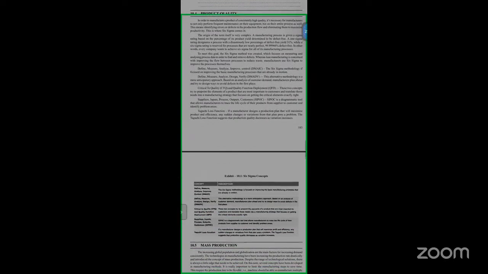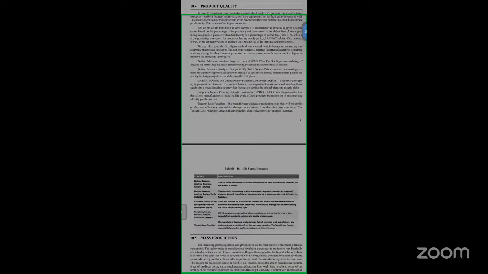And product quality. Product quality depends on Six Sigma, and the Six Sigma technology has DMAIC, that is define, measure, analyze, improve, and control, and DMADV, that is define, measure, analyze, design, and verify. QFD or CTQ, critical to quality and quality function deployment. These two concepts try to pinpoint the elements of a product that are most important to customers and translate those needs into manufacturing strategy, and focus on getting the critical elements.